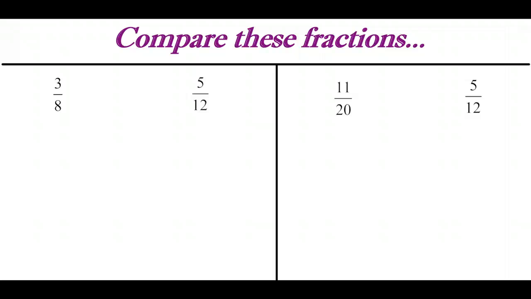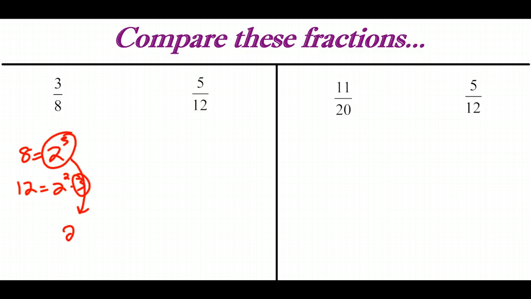Now the LCD of 8 and 12, 8 is 2 cubed, 12 is 2 squared times 3. So we need 3 2's and a 3. 2 times 2 times 2 times 3. Our LCM is 24. Again, remember, with the LCM, we look at the greatest exponent for each of the prime factors and compare them. If you need a review of that, go ahead back to your notes or to the video lesson for LCM.